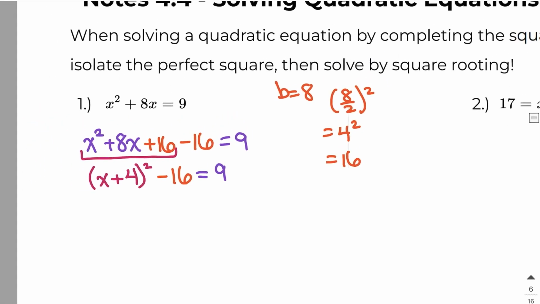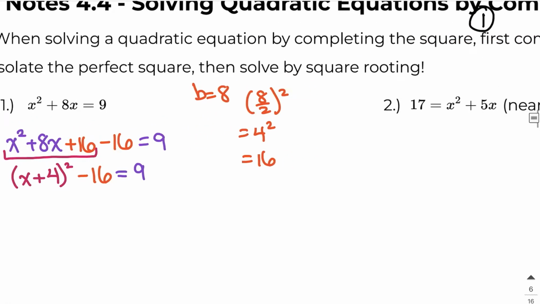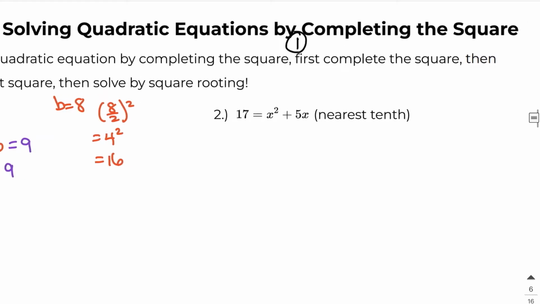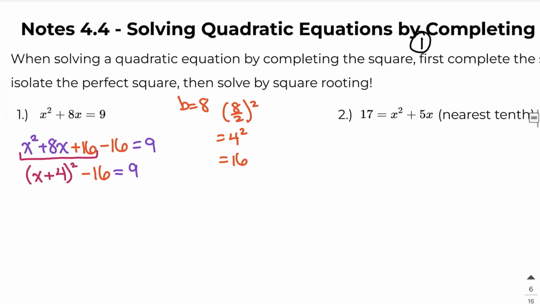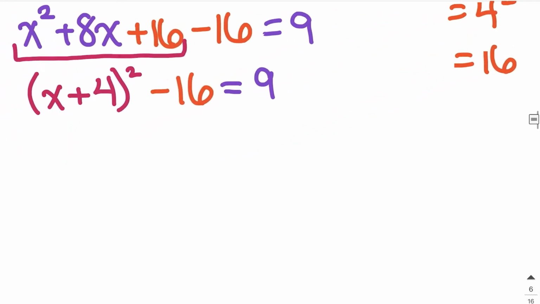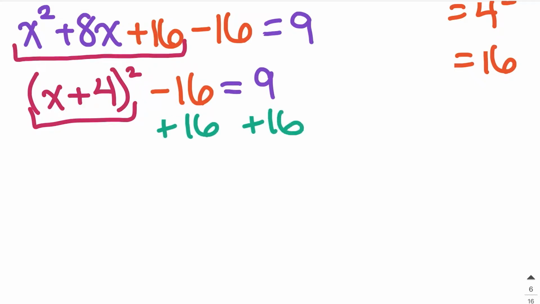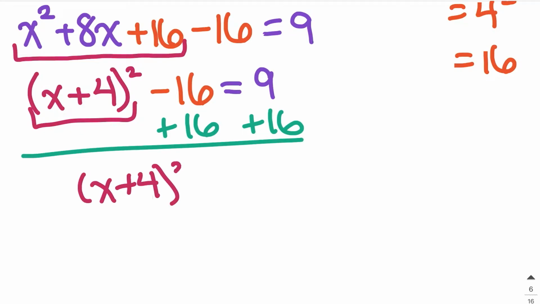Okay, then after that, it says right here, first complete the square. We're done with that. Then after that, it says to isolate the perfect square. So let's go ahead and isolate this perfect square. And what's on the same side of this perfect square that we see here is this minus 16. So I need to get rid of it. How do I get rid of it? I add 16. So whatever I do to one side, I do to the other. So here I end up getting x plus 4 squared is going to be equal to 25.